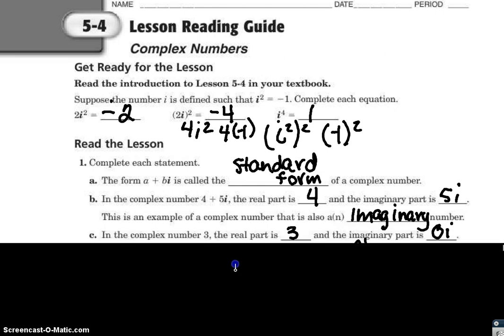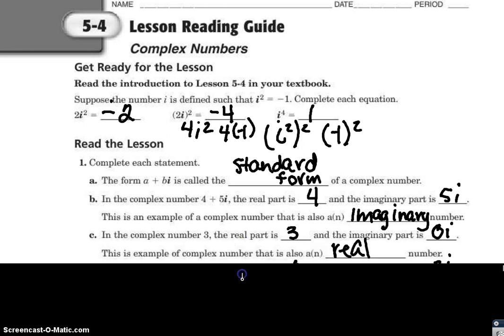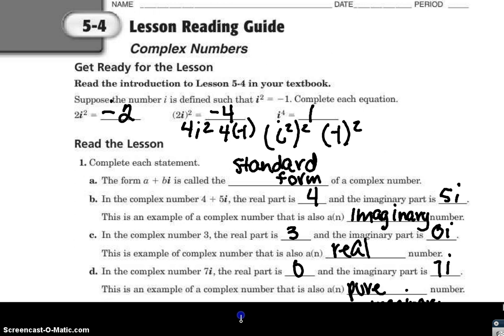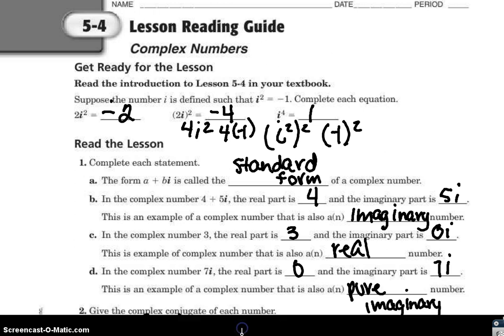Okay, let's look at another example. In the complex number 3, the real part is 3, and the imaginary part is actually 0i. If I don't have an imaginary part, then this example is going to be called a real number. Okay, let's look at the last example. My last example is in the complex number 7i, the real part is 0, and the imaginary part is 7i. So if I only have an imaginary part, it's called a pure imaginary number.